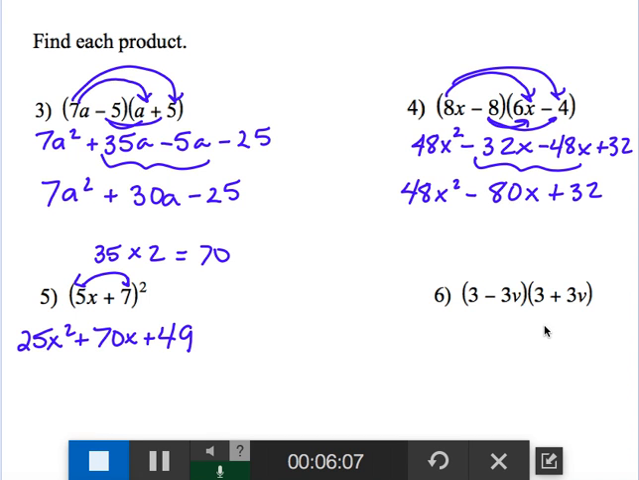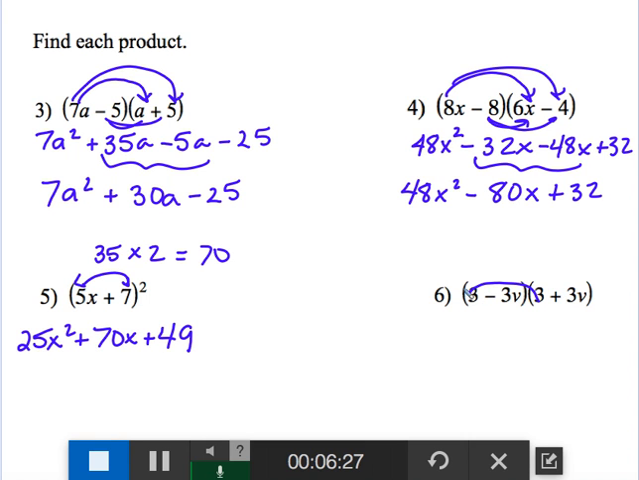All right, over here, this is another special case. These are actually conjugates of each other. Notice they're the same. The only difference is the middle term. So we can work it out the long way, but the short way is going to be simply to just square this, and keep the negative sign.